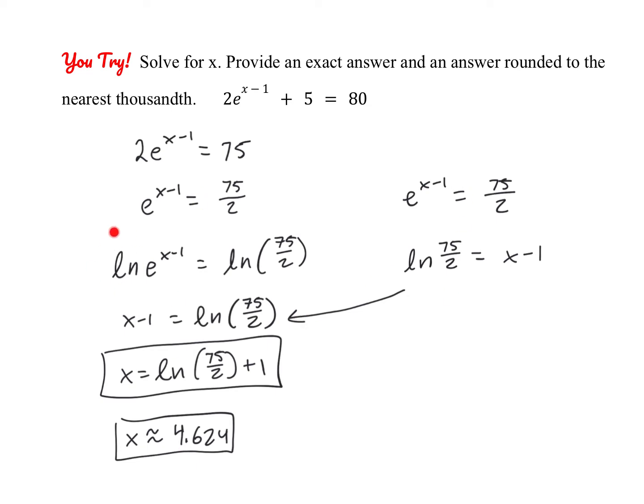Here again, I think the best route to go is to take the natural log of both sides, so the left side simplifies nicely. And you'll see here, after you've done that, you still need to do one step to finish solving. So our exact answer is natural log of 75 over 2 plus 1. So notice the plus 1 is separate, and here's our decimal approximation.